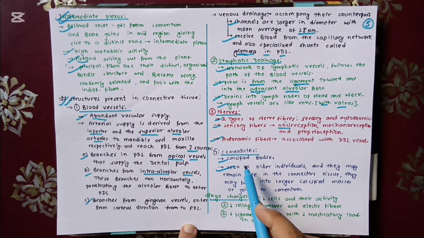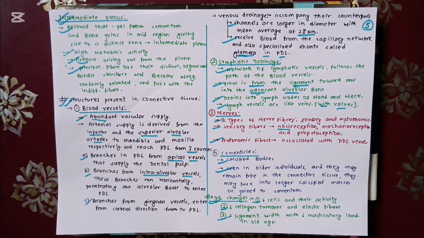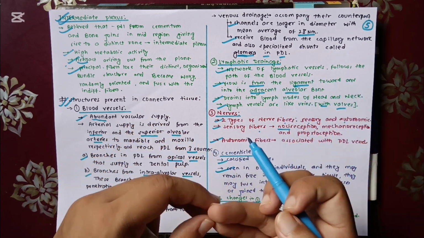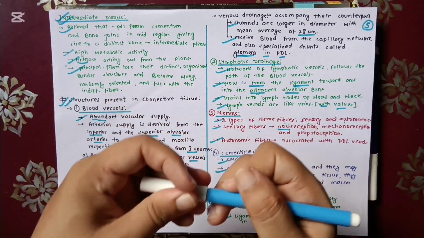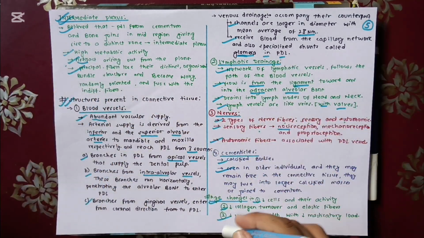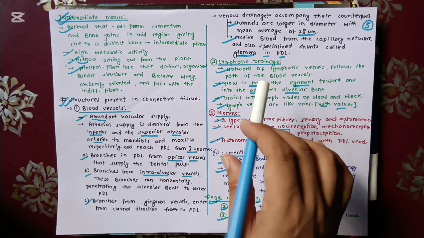After the cementicles, we have the last topic of this chapter, that is age changes. In age changes, there is a decrease in cells and their activity. Also there is a decrease in collagen turnover and elastic fibers, and a decrease in the ligament width, along with a decrease in masticatory load in old age. So there is a decrease in cells, a decrease in fibers, a decrease in collagen turnover, and a decrease in the width of the periodontal ligament. That comes under the age changes of the periodontal ligament.